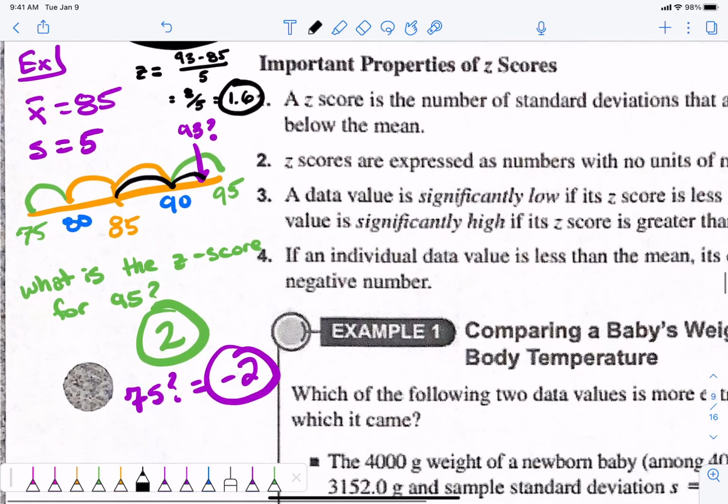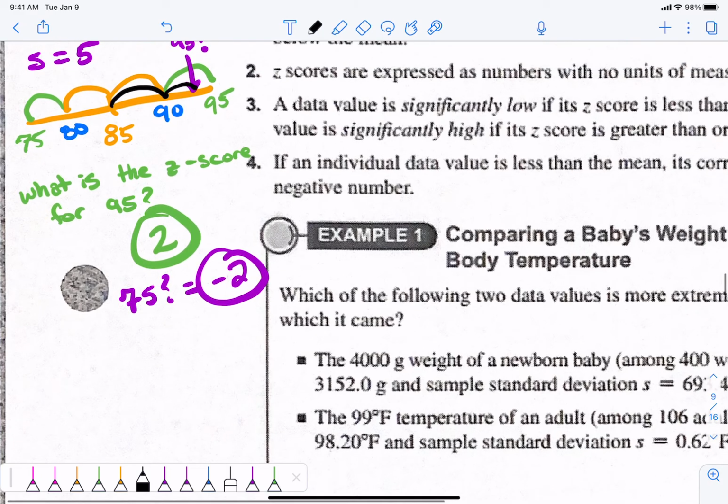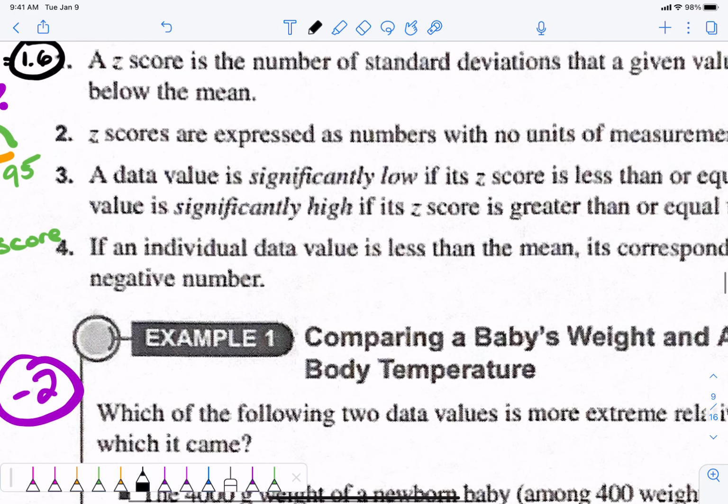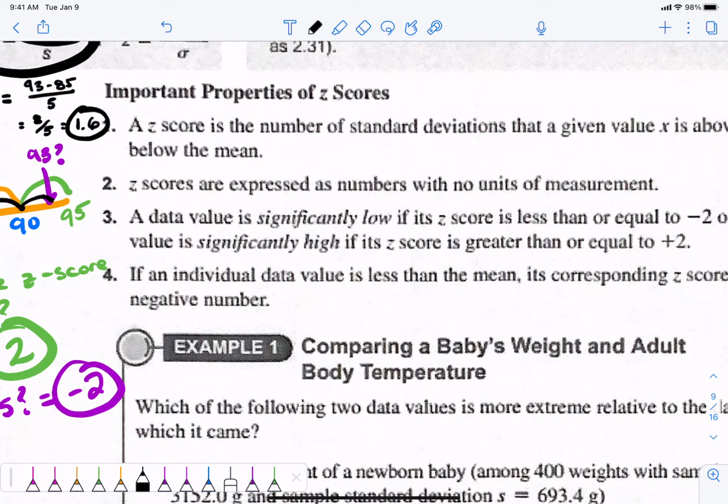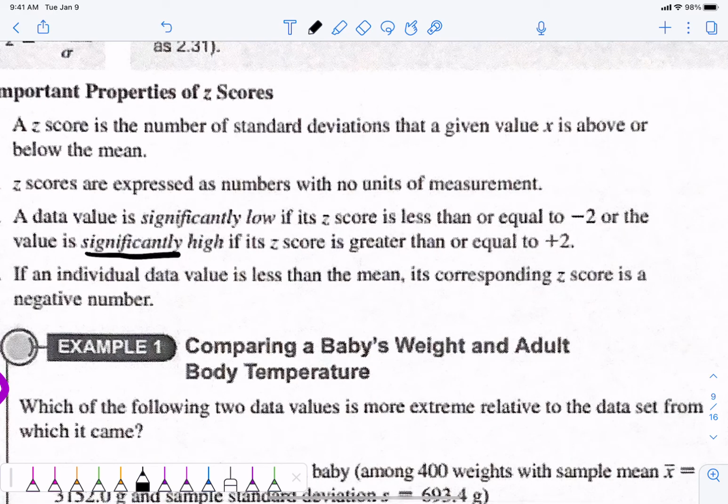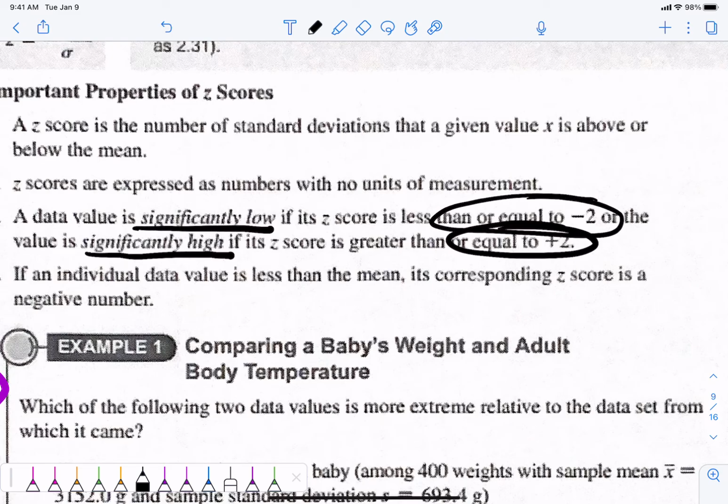Okay, I'm doing lots of examples over here. So, what's considered to be significantly high and significantly low as far as z-scores go? If you have a z-score that is higher than 2, you're significantly high. That's what it says right here. Significantly high z-scores are greater than or equal to positive 2. Significantly low z-scores are people that are less than or equal to negative 2. Does that make sense? 2 away, right?